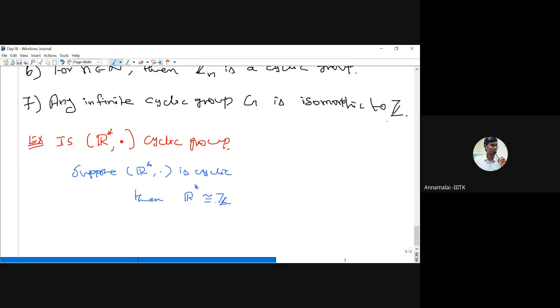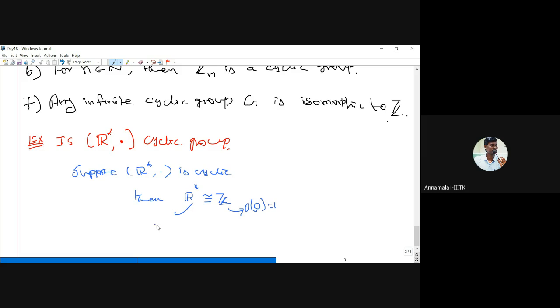So isomorphism means it preserves all the properties, and we know that Z contains only one finite order element, namely 0. So the order of 0 is 1. If you take any other element, its order is infinite. So the only finite order element in Z is the identity element. The multiplication is the operation in R star, but in Z the operation is plus. Therefore, don't bother about the structure.